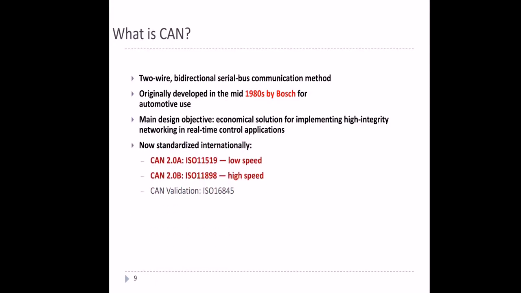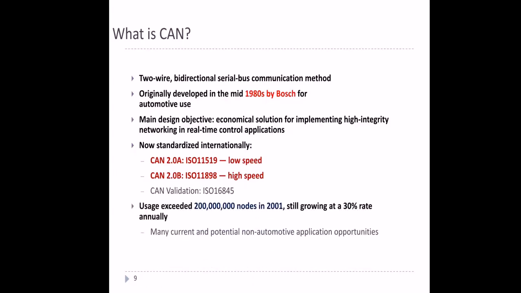Now it has been standardized internationally, and versions 2.0A and 2.0B have been launched. ISO 11519 is low speed CAN, ISO 11898 is high speed CAN, and CAN validation is ISO 16845. These are documents you can also refer to, and we will give you points by extracting some of the concepts from these ISOs.